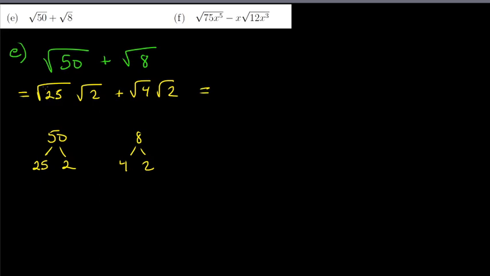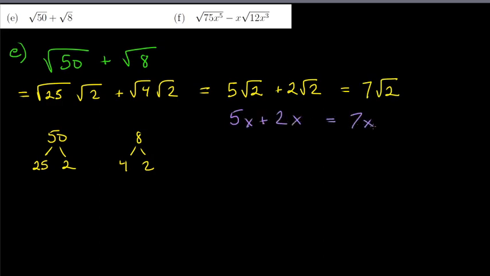And the square root of 25, 25 is a perfect square, so the square root of 25 is 5. So 5 times the square root of 2. And the square root of 4 is just 2. So we have 5 square root of 2 plus 2 square root of 2. And you should recognize that that's just 7 square root of 2. Right? No different than if I have 5x plus 2x. You should immediately recognize that as 7x. Right? So the x here is just this square root of 2.